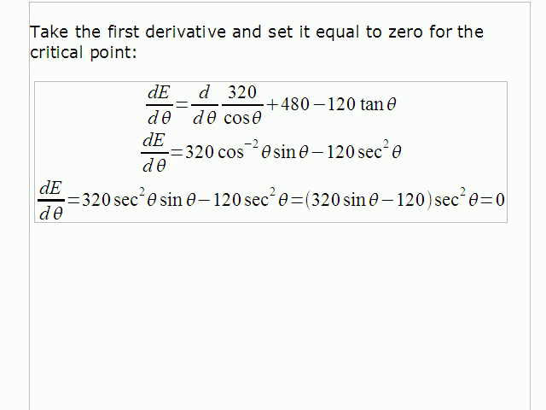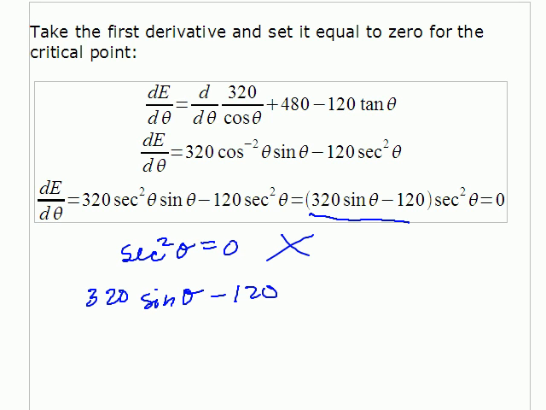The solution of this is fairly easy. As before, secant squared theta equals 0. Secant is never 0, so there's no solution here. Forget about that. Then look at what's in parentheses, and that's very easy. You don't even have to use a trig identity for that. Just use algebra. Sine theta equals 120 over 320, and then take the arc sine, and you get a value for theta. And that's all you have to do on that.